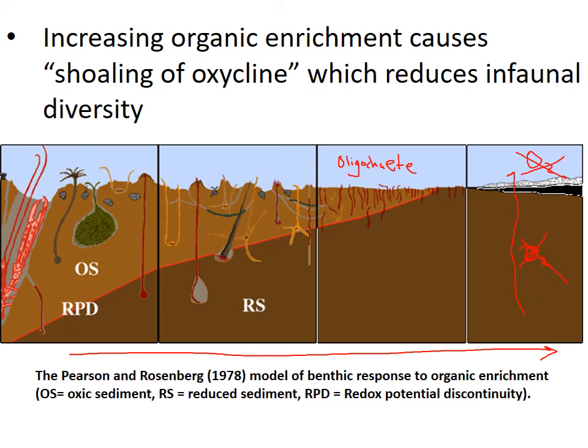So this red line here is what they're calling the oxycline. That's the zone in the sediment where you go from oxygenated to anoxic. And the shoaling of the oxycline means the low oxygen layer is creeping up closer and closer to the surface, until it's all the way to the surface. And so if you were going from an unpolluted area to a polluted area, you'd see this pattern.